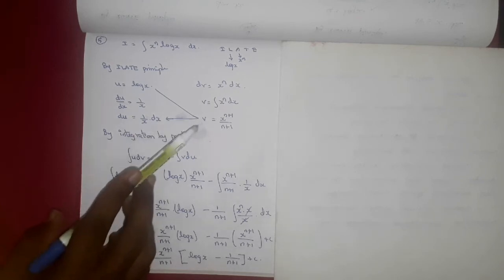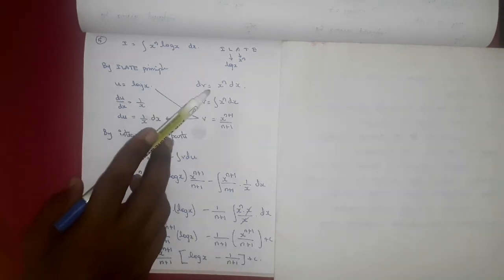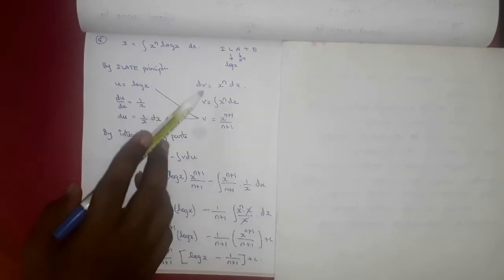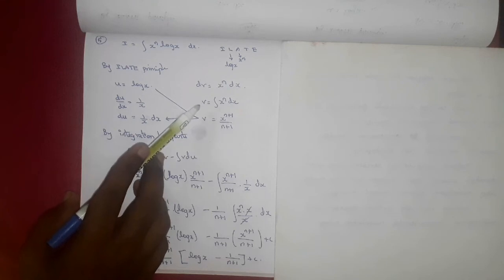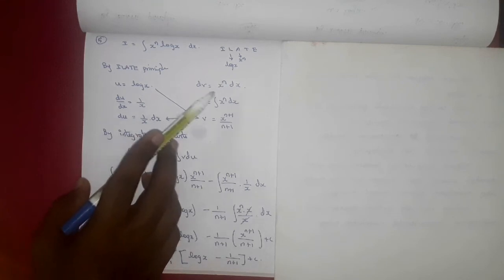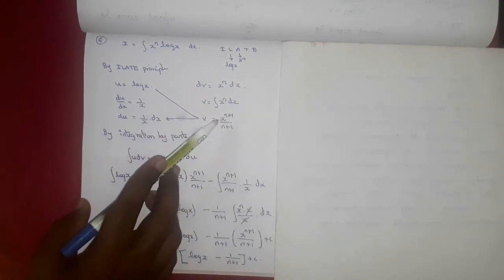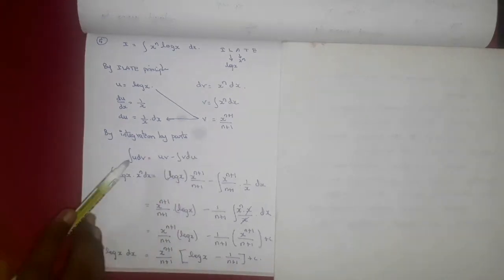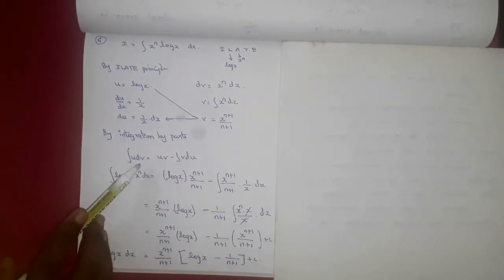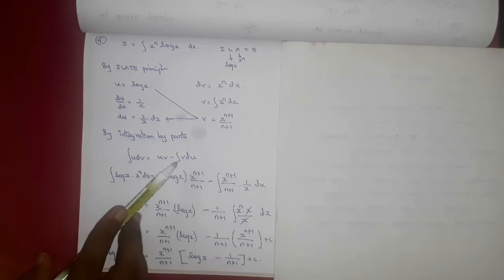Now we need the v value, so go to this side: dv equal to x power n into dx. We can get v by integrating. If you integrate dv, we get v directly. Here when you integrate x power n dx, we get x power n plus 1 by n plus 1. It is a direct formula, and it is used for this sum. Now we apply in the formula: integral u dv equal to uv minus integral v du.